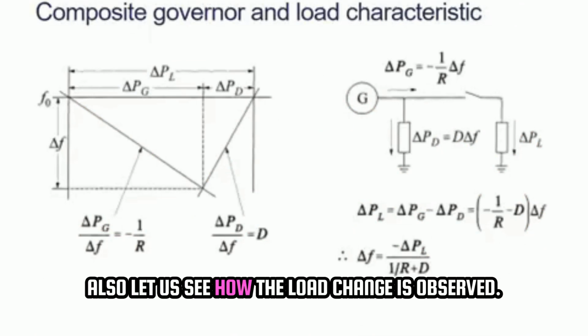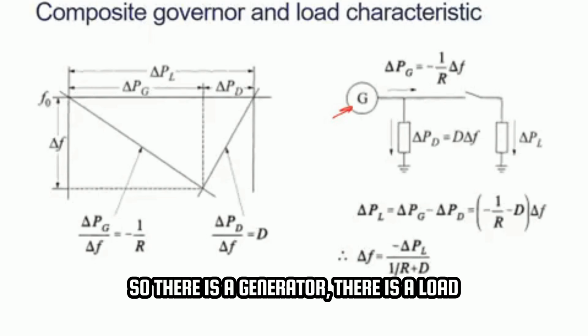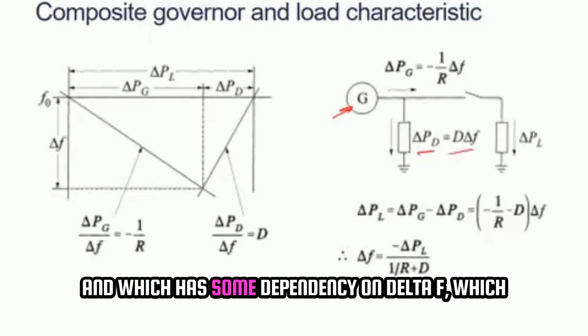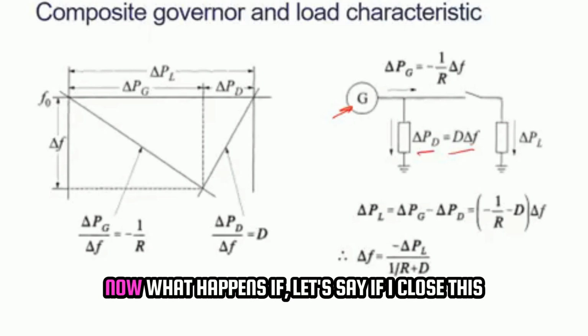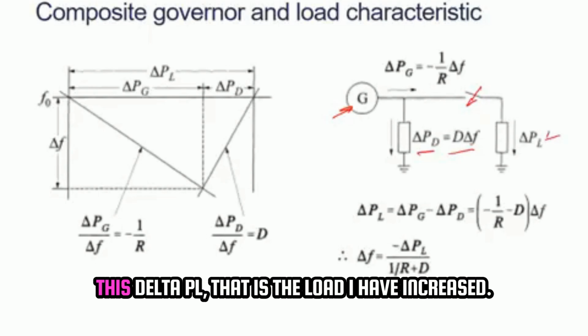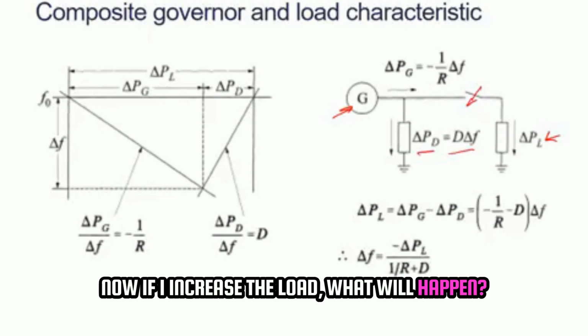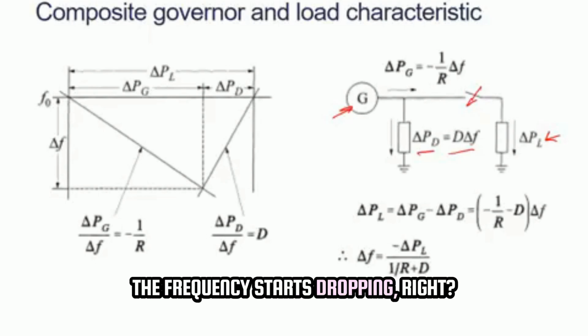Also, let us see how the load change is observed. For example, just see this situation. There is a generator, and there is a load, which has some dependency on delta F, which is basically the load being dependent on frequency. Now what happens if I close this switch, or basically increase the load, so this delta PL is the load I have increased. As soon as you increase the load, the frequency starts dropping, right?